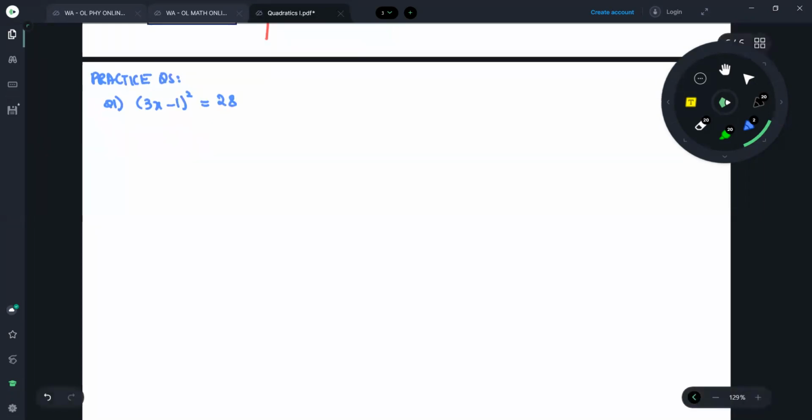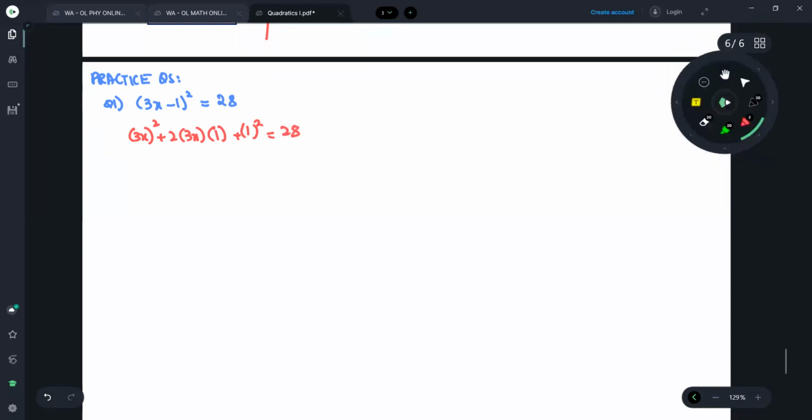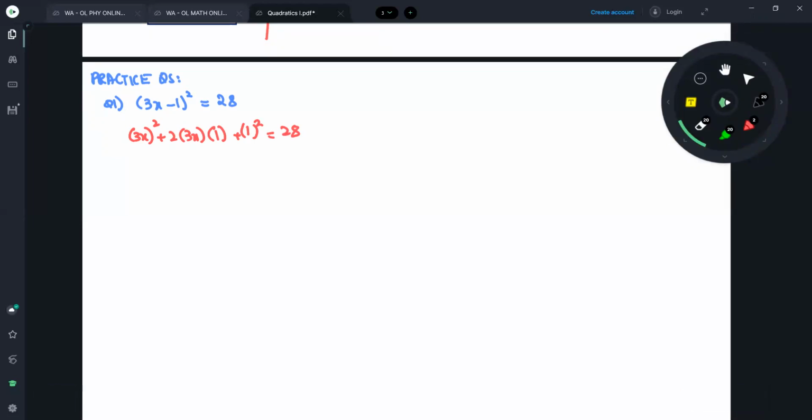So 3x square plus 2. Okay. So is this the first identity or the second identity? Sir, it's the second identity. Very good. 3x whole square, plus 2, then 3x times 1, plus 1 square equals 28. Now you've made a mistake here. Can you spot that mistake? Sir, it's a plus sign. This here is a minus sign because this is the second identity.